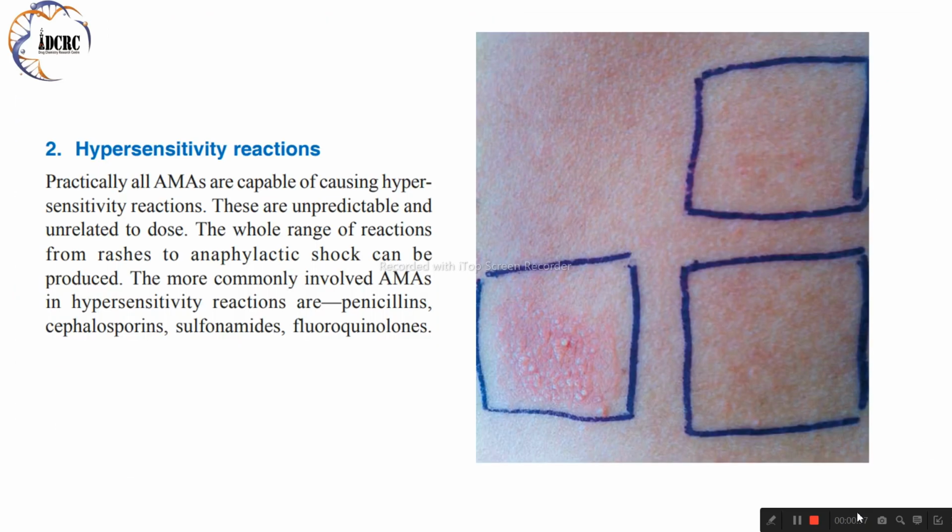Next, let's discuss hypersensitivity reactions. Almost all antimicrobial drugs have the potential to trigger immune responses in unpredictable ways. These reactions can range from mild rashes to severe, life-threatening conditions like anaphylactic shock. Some of the main culprits for these reactions include penicillins, cephalosporins, sulfonamides, and fluoroquinolones.